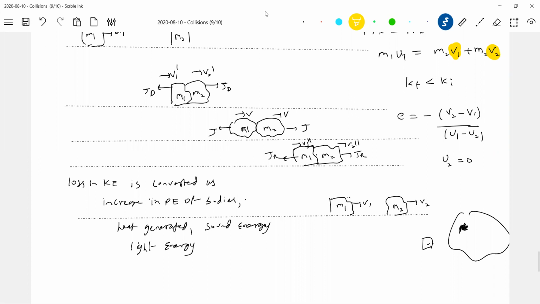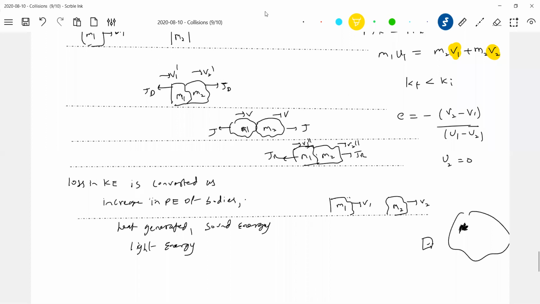So with this, what I can conclude is that the value of E for inelastic collision will lie between 0 and 1. Elastic collision, equal to 1. Inelastic, anywhere between 0 and 1. And for any collision, you can define it. There's no problem here also.